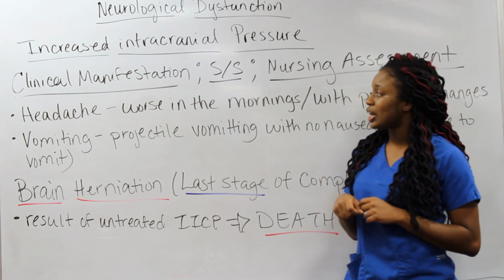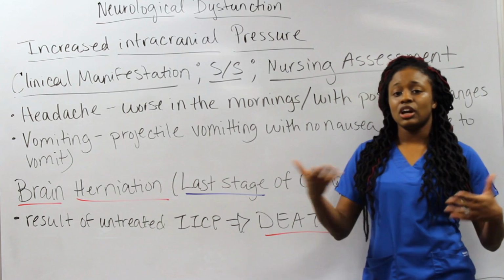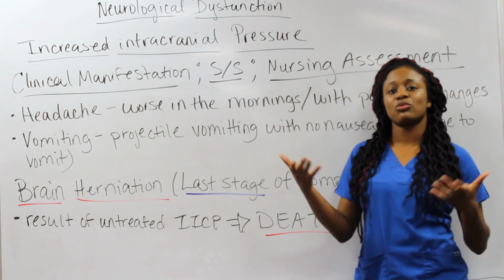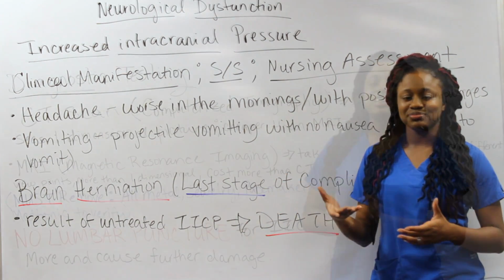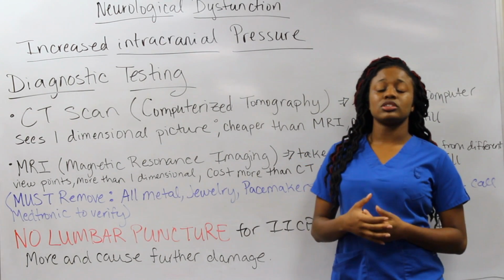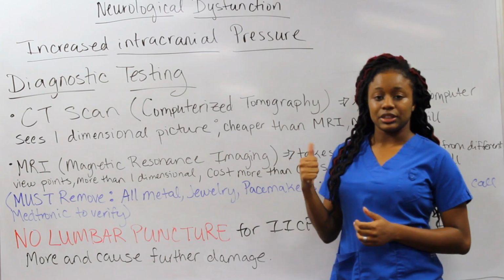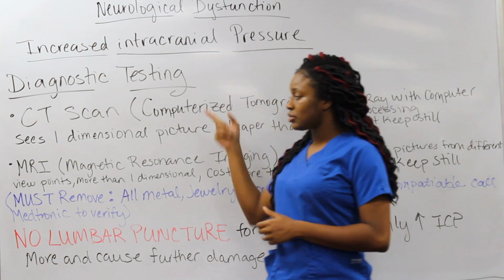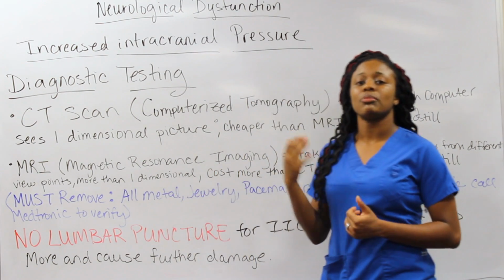All right, so now we're going to go ahead and continue on with, now that we have this patient, what are we going to do as a nurse, right? So the next thing that the nurse needs to do is pretty much figure out what the doctor wants to have done as far as testing. So these are the different types of the diagnostic testing that you can do for a patient who has increased intracranial pressure.